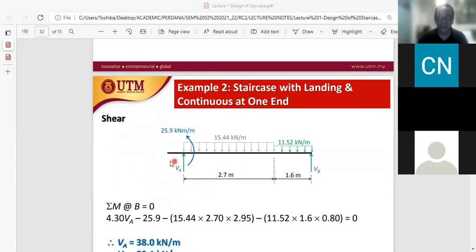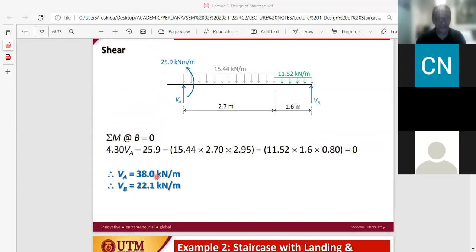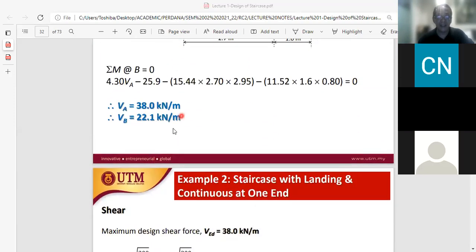Obtain what would be the vertical shear on the left hand support and on the right hand support. And we remember on the left hand support, there is a negative bending moment of approximately 26. So this would be the free body diagram for the staircase. Dan daripada situ, this would be the two values of shear, kilonewton per meter along the support. And we have a value of maximum of about 38. Now we need to check this 38, compare this with our VRDC ataupun V minimum.